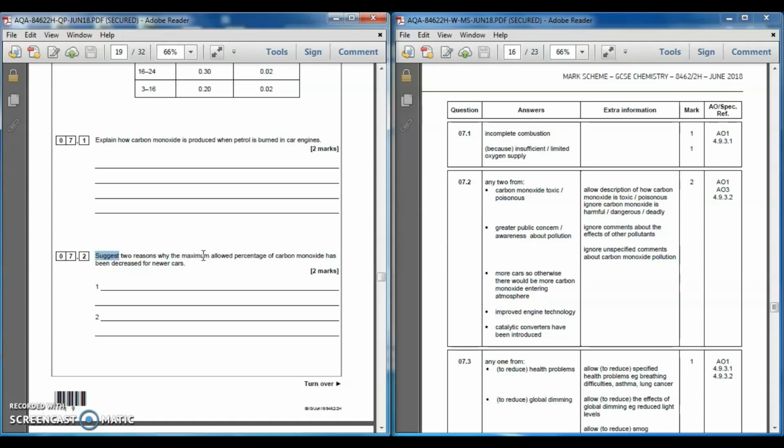So a lot of people know carbon monoxide is toxic. That's quite commonly a mark that people got. You can't just say it's bad for the environment, but you might say that, like, you know, people are concerned about it, so then the government then legislates against it.